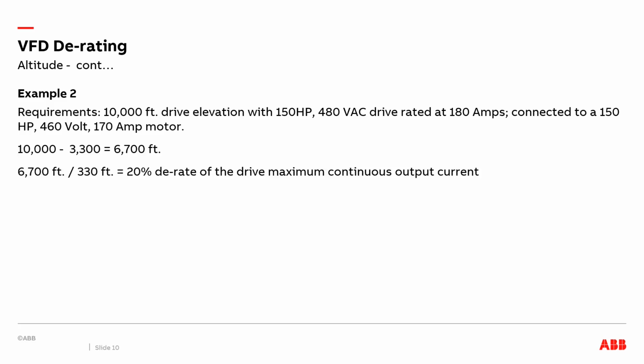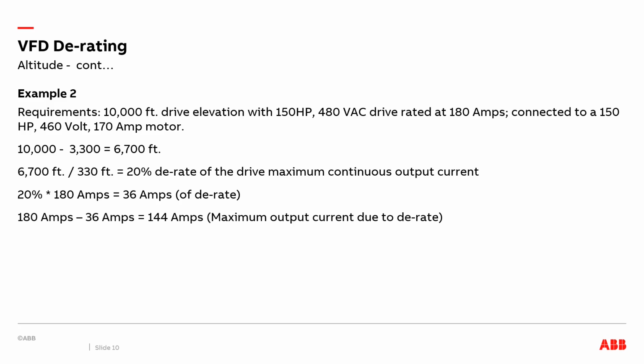10,000 minus 3,300 feet gives us 6,700 feet. Take that 6,700 feet and divide it by 330, and we're going to get approximately a 20% D-rate of the drive's maximum continuous output current. Take that 20% and multiply it by the 180 amps, and we're going to get 36 amps of D-rate. Take that 36 and subtract it from 180 amps, and we get our new maximum output rating of the drive, which will be 144 amps, and this is all due to the D-rate.